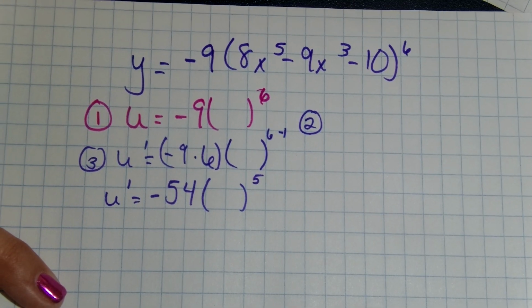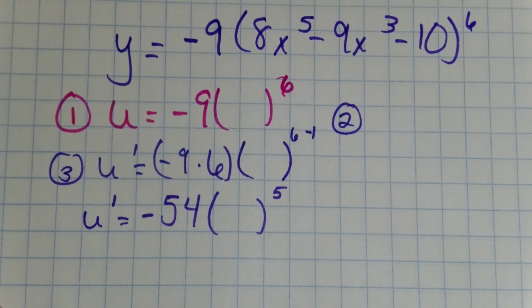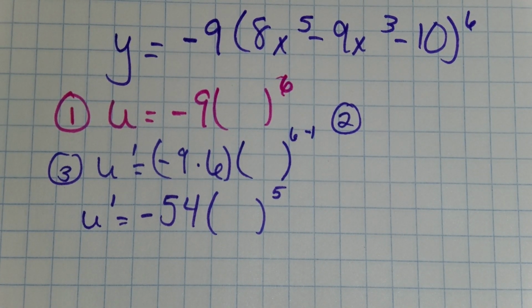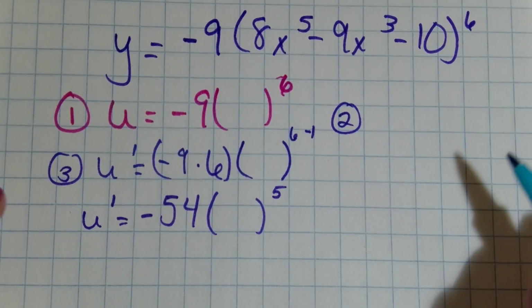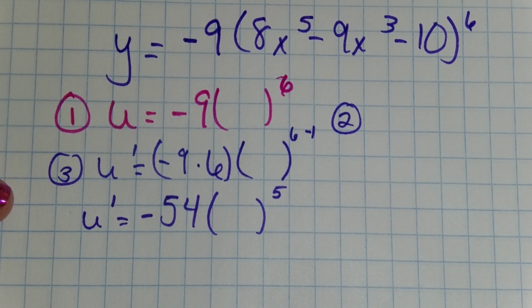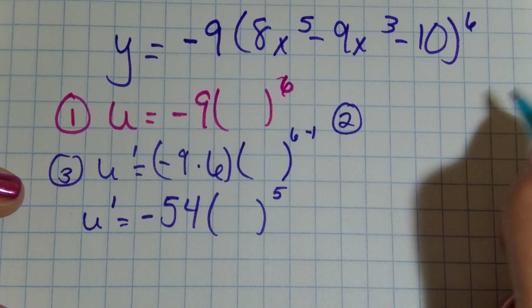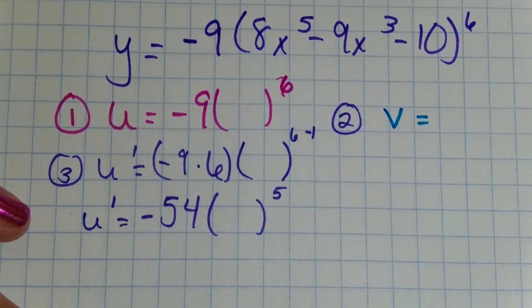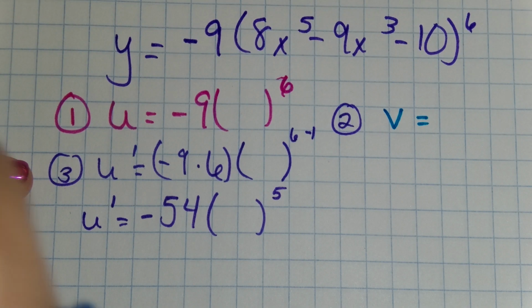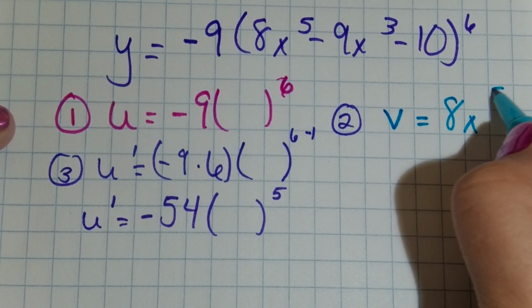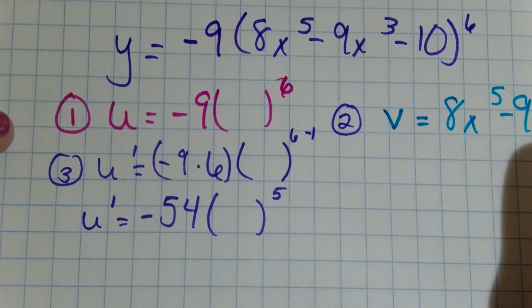You want me to zoom in? Yeah, because we did 1 and 3. What did you say? The inside of the parentheses. Very good. So that's V. Not yet. You've got to label it first.